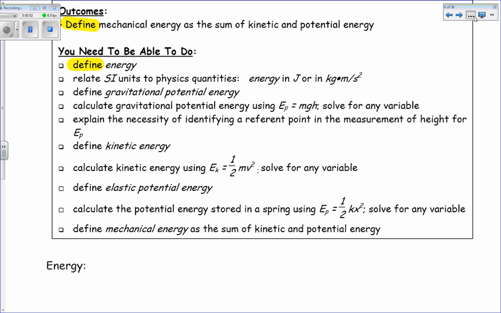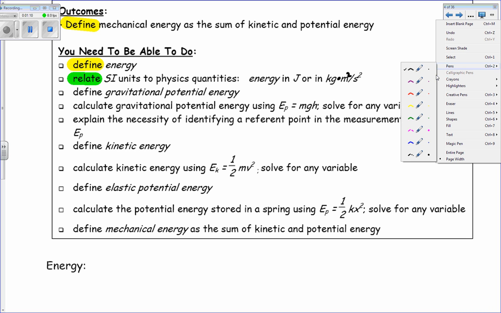In order to show me you've met this outcome, you need to define energy. You need to relate system international units to physics quantities. So that's being able to write energy in joules or kilogram meters squared per second squared. That should be kilogram meters squared per second squared, so that was missing a squared.